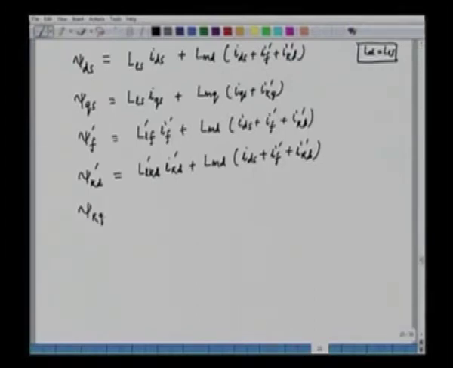Damper winding flux in the Q axis as referred from the primary side is equal to LKQ prime IKQ prime plus LMQ into IQS plus IKQ prime. So these are the various flux linkages with the windings of a synchronous machine. Now these flux linkages will be used to determine the voltage equation.